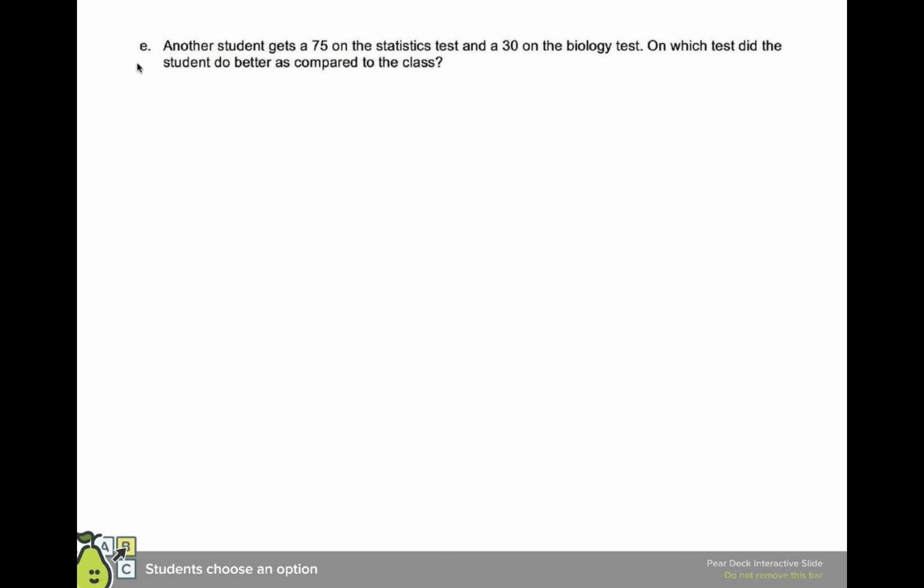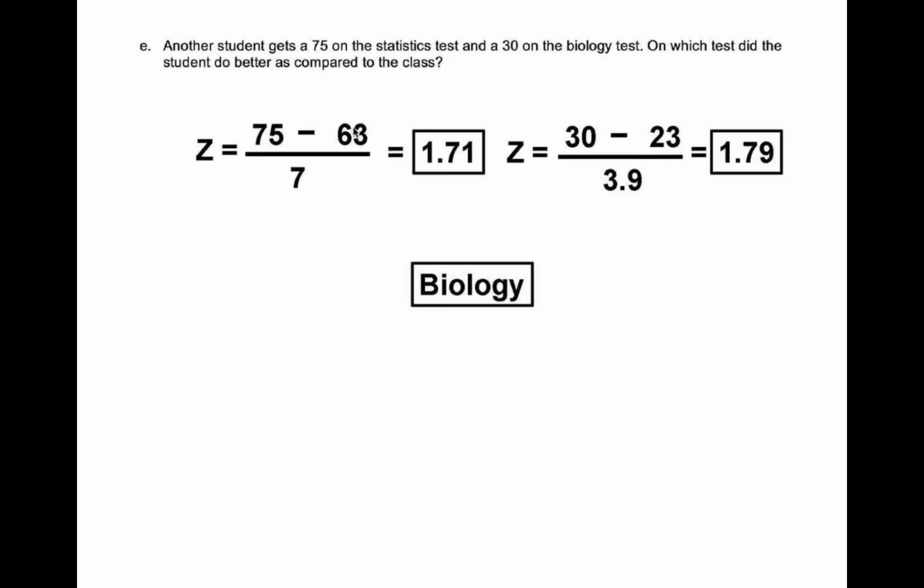Part E, another student gets a 75 on the statistics test and a 30 on the biology test. Which test did the student do better as compared to the class? Go ahead and try. Okay, so statistics would be 75 minus 63 divided by 7. You're getting 1.71. And then for biology, 30 minus 23 divided by 3.9, you get 1.79. So they did relatively about the same, but notice this one has a higher z-score, so it means that they did better on the biology test than average.